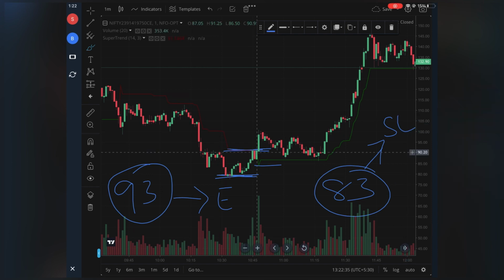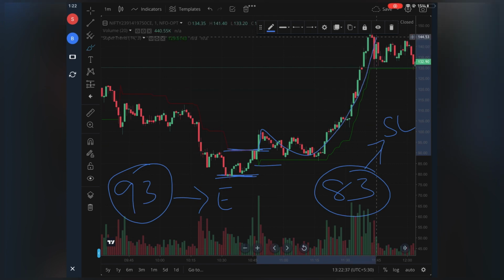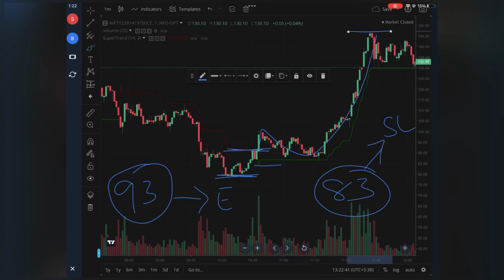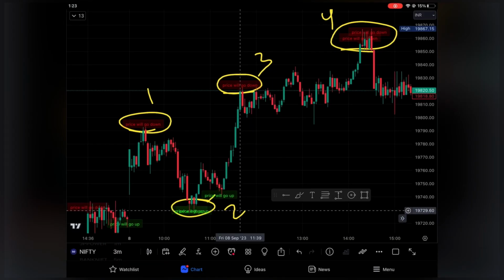So we are taking 10 points risk here, and once the entry is made, it made a high of around 146. So here you can see it clearly made a high of 146, which is more than 50 points. So here we are getting 5 times the returns, I mean a 1:5 risk reward ratio. So the second signal was also a hit.